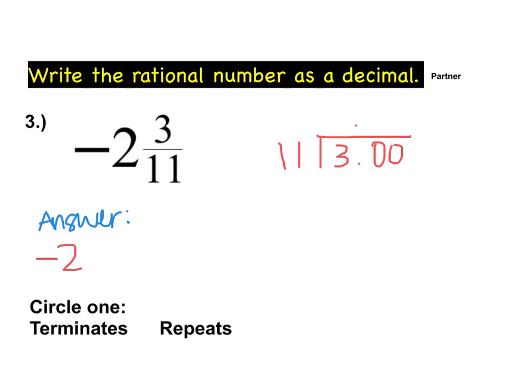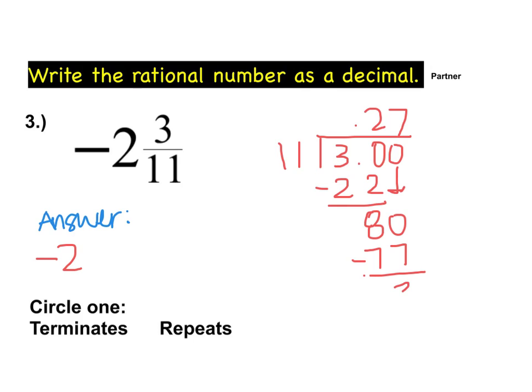11 goes into 32 times. 2 times 11 is 22. I take the difference, I get 8. I bring down a 0. 11 goes into 80 7 times. 7 times 11 is 77. I take the difference and I get 3. I bring down a 0 and I see 30.